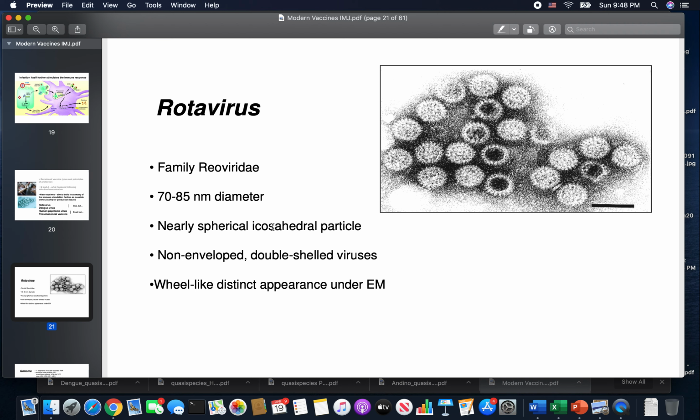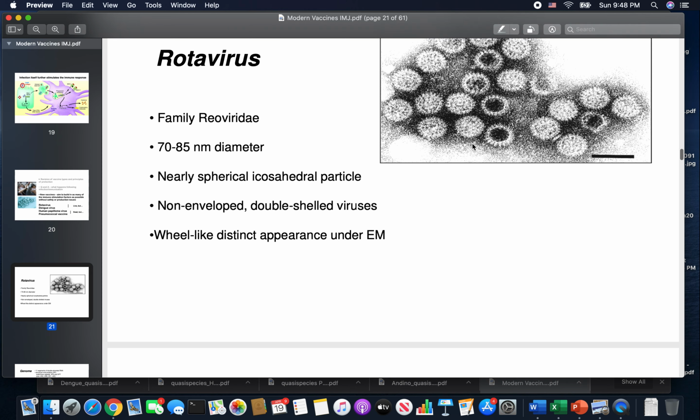Nearly spherical, icosahedral symmetry, not enveloped, but does have two shells around the outside. So there we go. And you can tell them pretty easily under an electron microscope, because they're the only thing that really looks like that particular appearance.